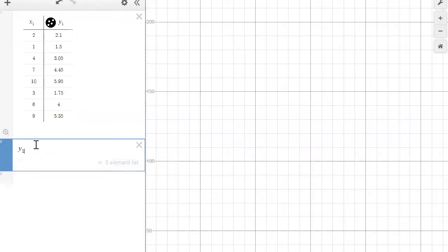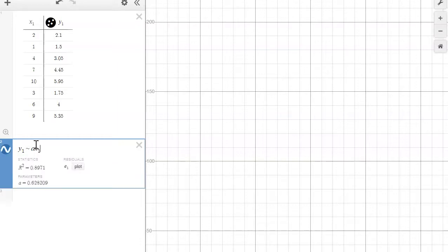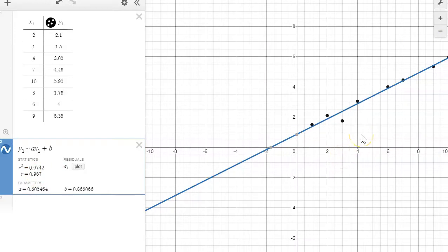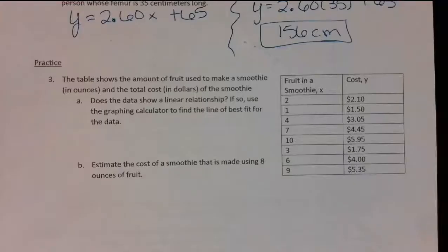That's y_1, arrow over the curly line, ax_1 plus b, and it gives me these values. So my correlation coefficient is 0.987. Again, it's very strong. Let's change my window so I can see this. All right, it's pretty good. Then my a value is going to be 0.51 and my b value is going to be 0.87 because I'm working with money. So let's go back to my page.